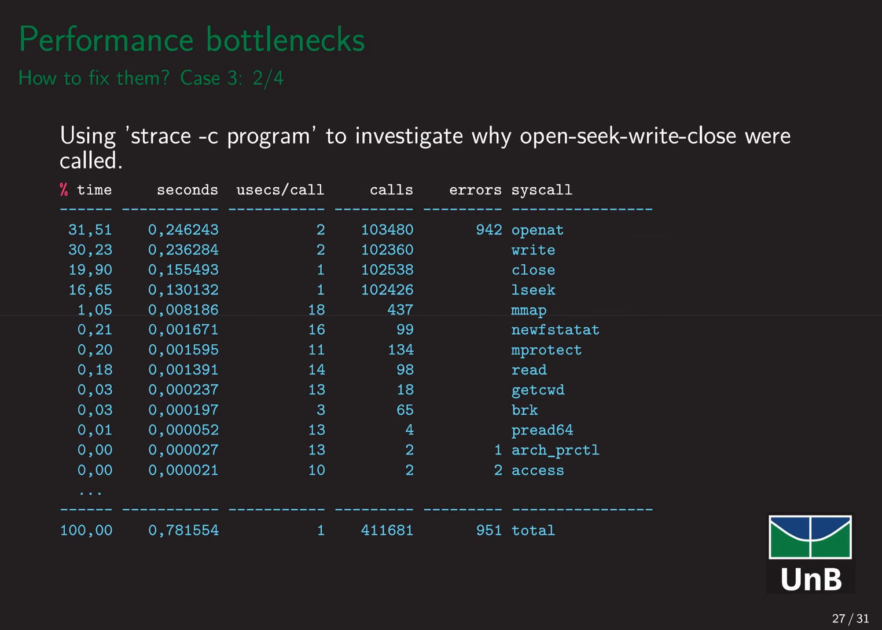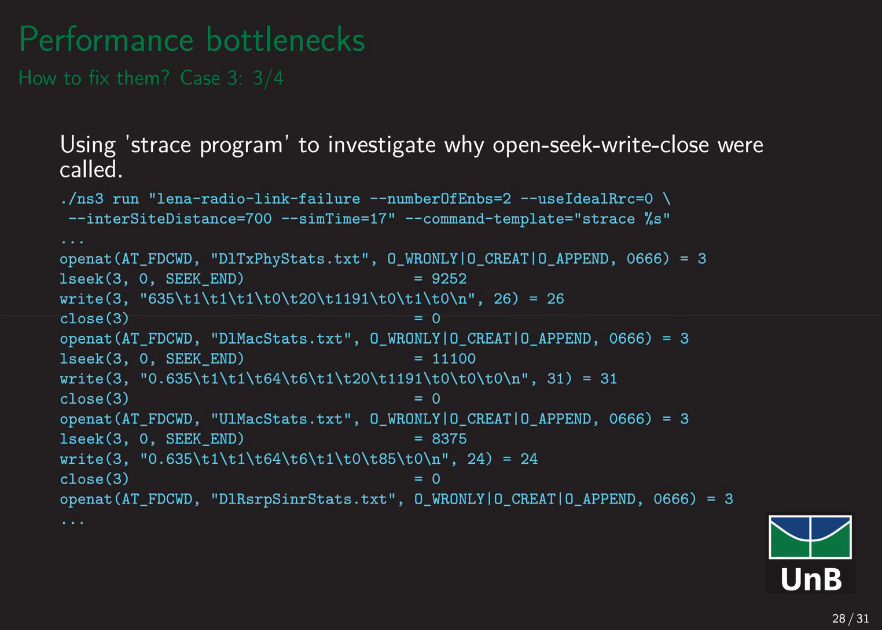To find out which system call is slowing down the program, you can use ns-3 with strace -c, which gives a summary of the calls made by a specific program. In this case, we can see that the majority of the calls are related to files: open, close, seek, and write. And by running it without -c, in this example, Lena radio link failure, we can see which files are being opened, seeked, written, and closed, one after the other.